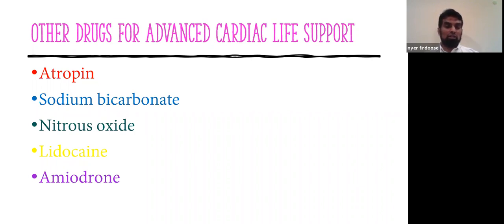Now talking about the final drug, amiodarone, this is an antiarrhythmic medication used to treat and prevent a number of types of irregular heartbeats, which include ventricular tachycardia, ventricular fibrillation, and wide complex tachycardia, as well as atrial fibrillation and paroxysmal supraventricular tachycardia.